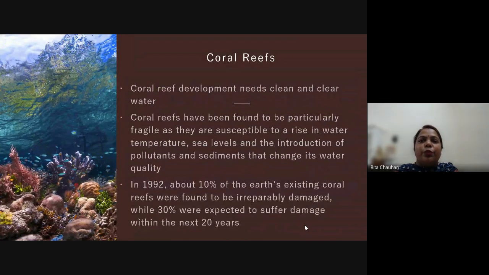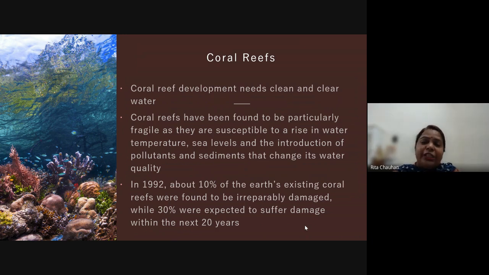Okay. So let us understand how coral reefs are one of the most fragile ecosystems on this earth. These are located in coastal areas, and they are very susceptible to change in the water. For example, if the water is not clean and clear, then they are going to be lost. Lots of coral reefs are destroyed because of pollution in the marine environment, in the sea water.